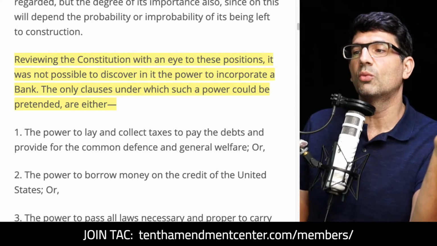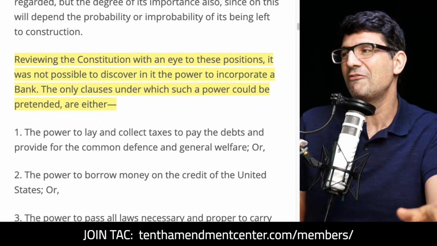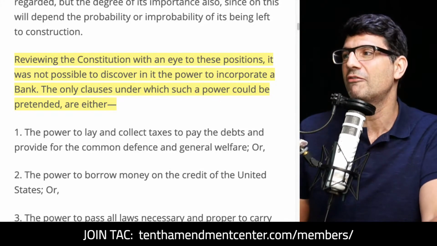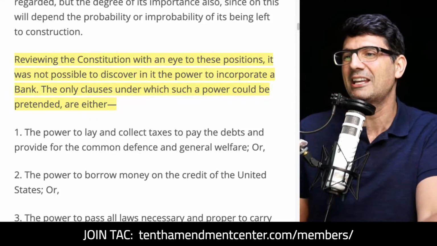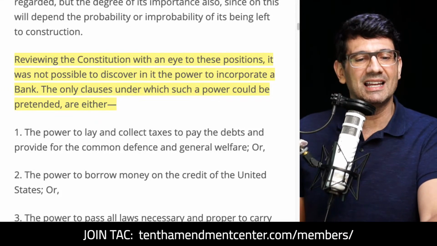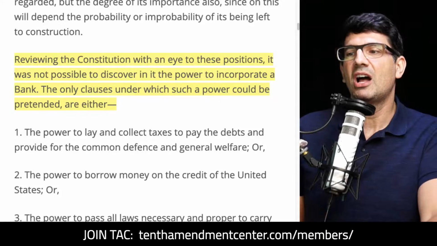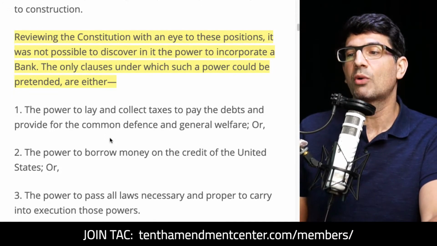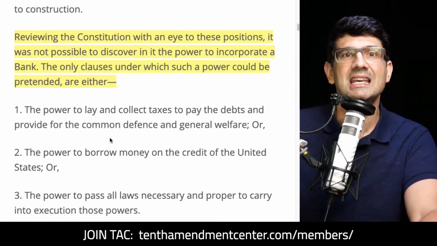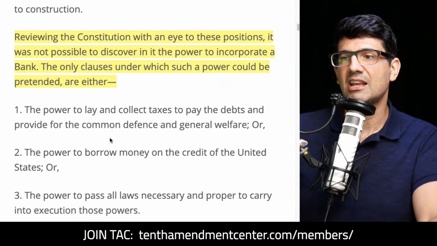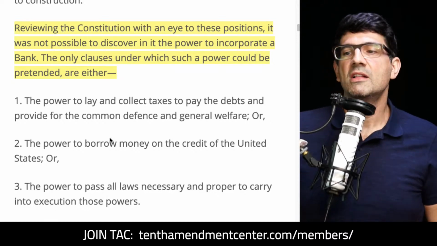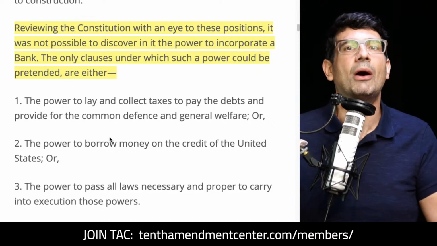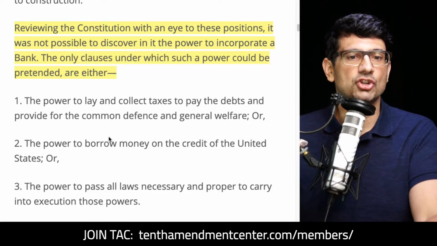The only clauses under which such a power could be pretended, and I love that he doesn't say could be authorized, he says pretended. So we know his opinion on this right off the bat, and it's in the Fed and the National Bank. He says, 1, the power to lay and collect taxes, to pay the debts and provide for the common defense and general welfare. That's the General Welfare Clause. Also, the power to borrow money on the credit of the United States. That's number 2 that he's going to address in this speech of February 2nd, 1791. And number 3, of course, the power to pass all laws necessary and proper to carry into execution all the other powers delegated in Article 1, Section 8 of the Constitution.